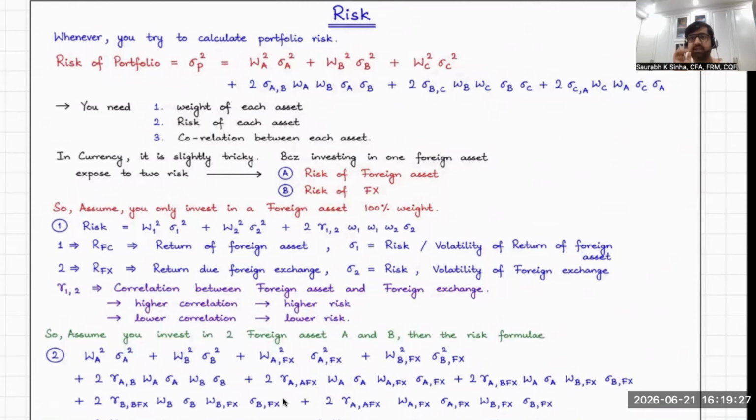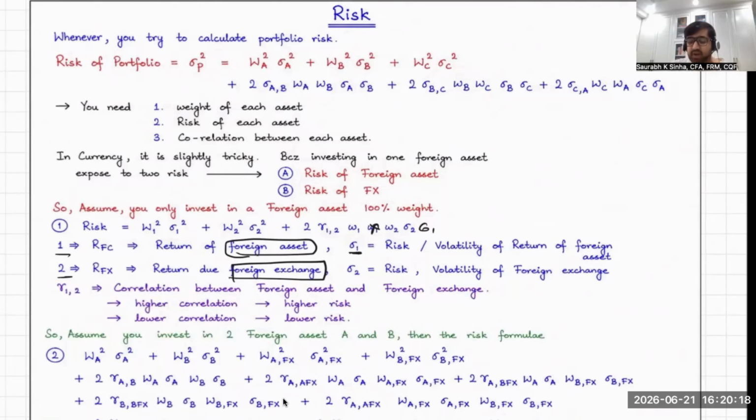To understand that, let's assume you're investing in one foreign asset, 100% weight given to one foreign asset. Okay. So I'm writing W1 square sigma 1 square, W2 square sigma 2 square plus 2 into correlation between 1 and 2, W1, W2, sigma 1 and sigma 2. Now understand what 1 represents. 1 represents the standard deviation, or 1 represents the investment in the foreign asset. 2 represents the return in the foreign exchange, or the weight given to the foreign exchange as an asset.